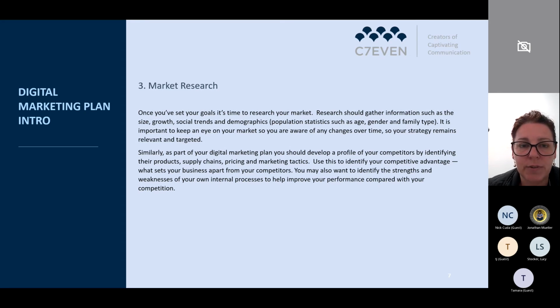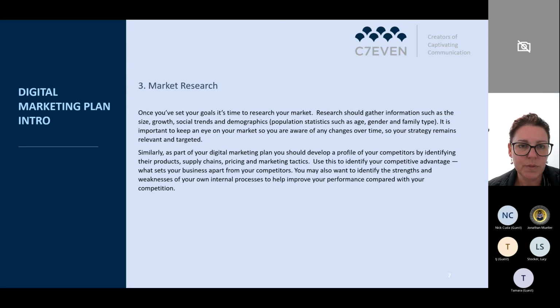You may also want to identify the strengths and weaknesses of your own internal process to help improve your performance compared with your competition. Market research, which is what we've alluded to here, almost starts to go hand in hand with a SWOT analysis. It's basically knowing the lay of the land, keeping one eye on the competition, knowing your business's strengths and opportunities, but also understanding its weaknesses, and making sure that you've got a game plan to combat that weakness, because you need to keep in mind that your competitors are also consciously aware of what your weaknesses are. Whilst you want to take advantage of your competitors' weaknesses, they want to take advantage of yours. So it's about staying one step ahead, and having a plan in place to combat that. Sometimes they're quick fixes and sometimes they're more long term.